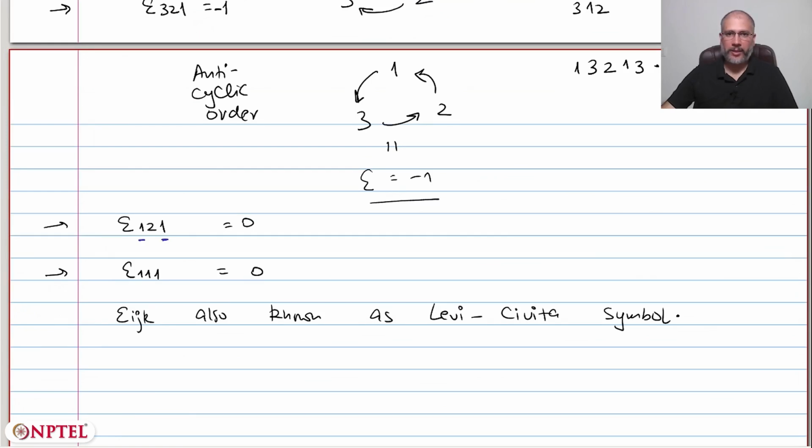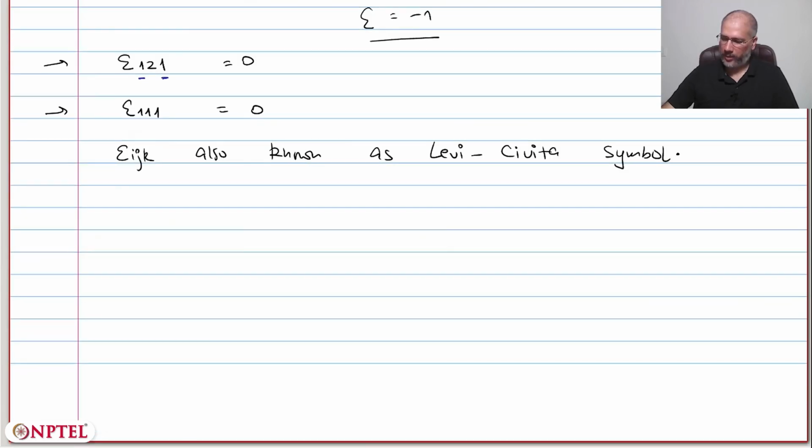So now that we've defined the permutation symbol epsilon, let's look at an important identity. And the identity says that if I swap any two indices in a given epsilon, its sign will change. So in general, I can write epsilon ijk is the negative of epsilon ikj.